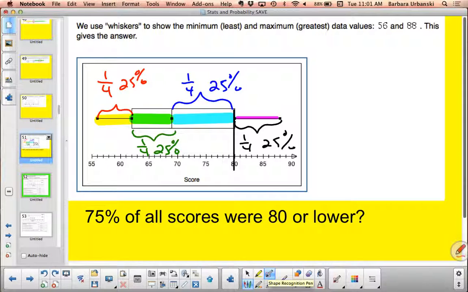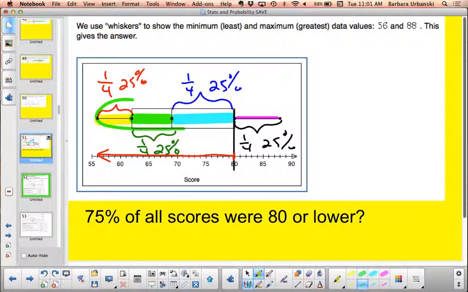Well, since this is our 80, and anything over this way to the left would be a lower score, we can now see that we do in fact have 25% here, 25%, 25%, all of which would be 75%. This would make that a true statement. And that is our lesson. That's it.